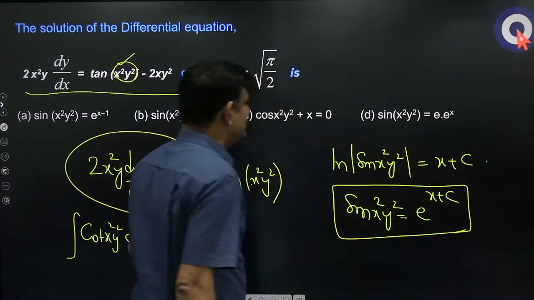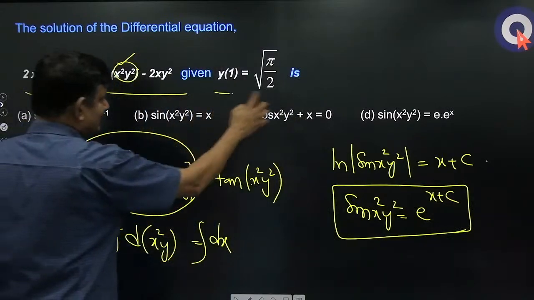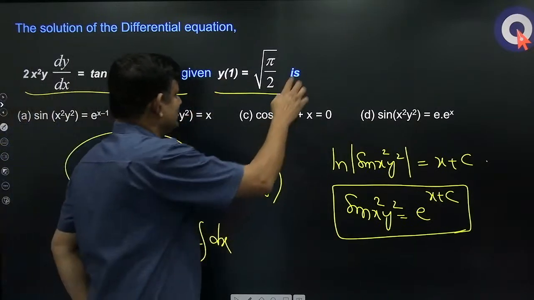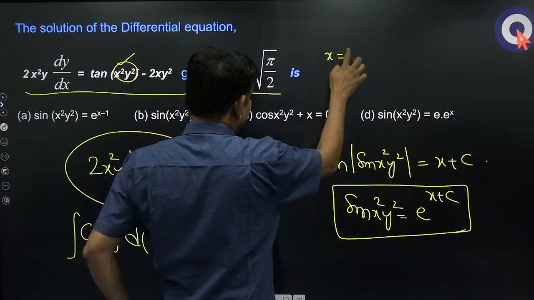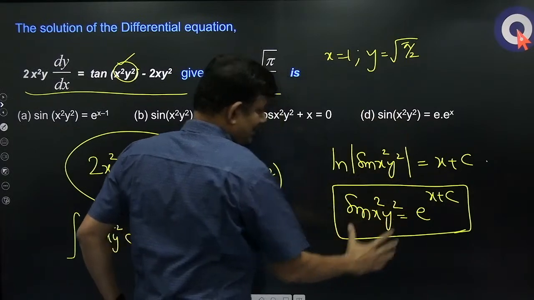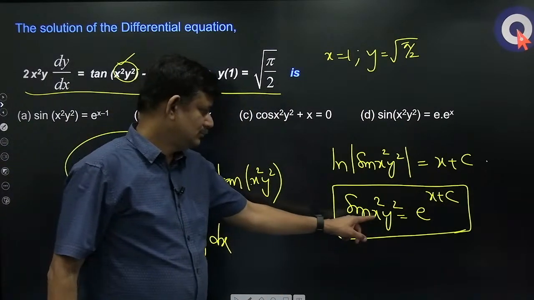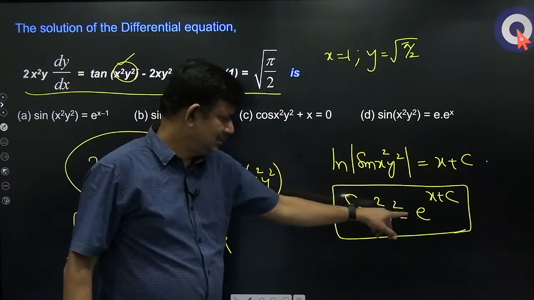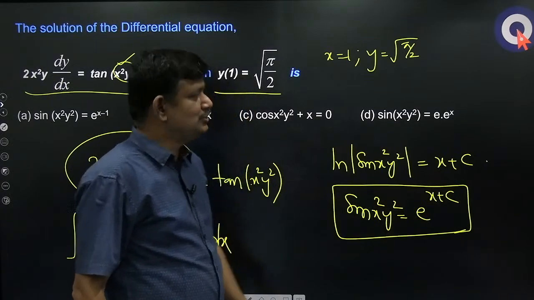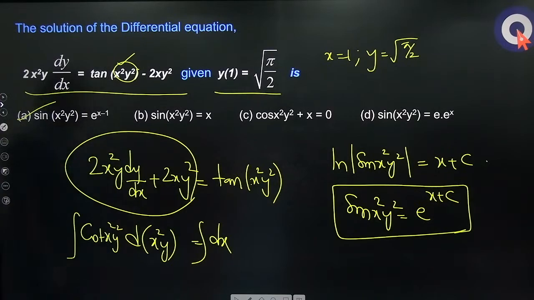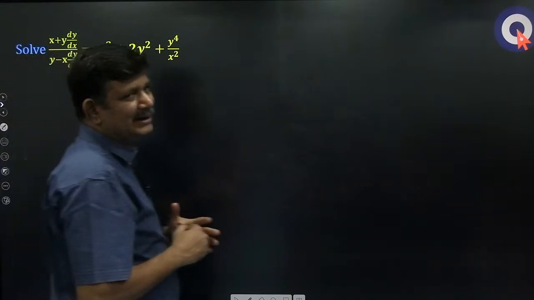This is your general solution. To find the value of c, what is given? y of 1 is root pi by 2. So when x is 1, y will be root pi by 2. Substitute this point here, it should satisfy. 1, y square is pi by 2, sin pi by 2 is 1. So e power 1 plus c is 1. So c should be how much? Minus 1. So option A is your answer. Okay? So very simple. Only thing is, with practice only you will be getting these things.